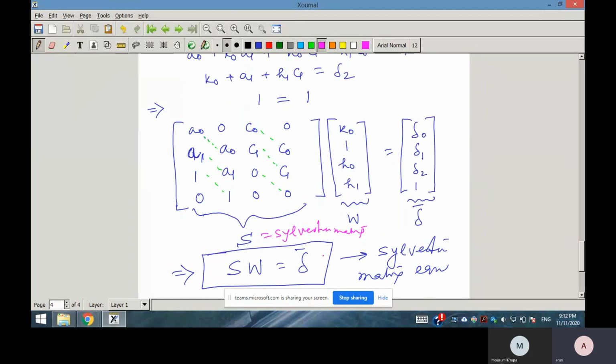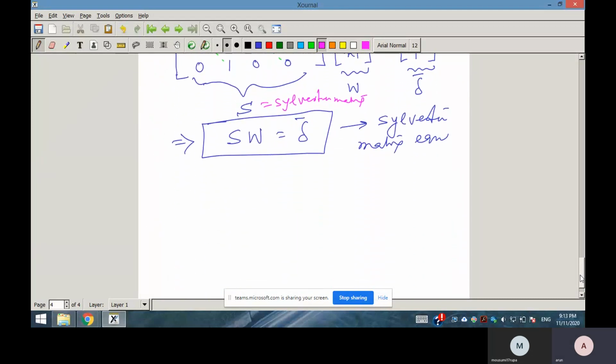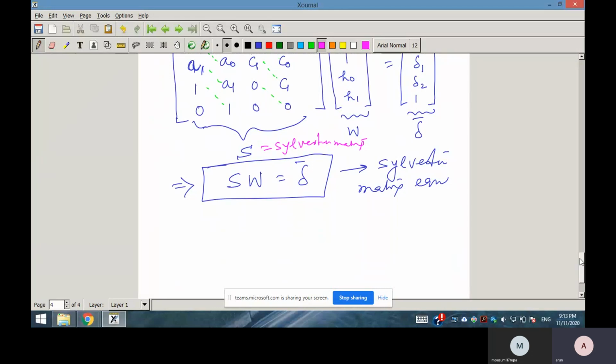Now the important property is S is invertible if CS and AS are mutually prime, or co-prime. That means if CS and AS do not have any common factor, then it can be proved. It was in linear algebra. I do not know whether you have studied or not. In Hoffman and Kunze's book, all these things are there. So in a linear algebra course, it is there.